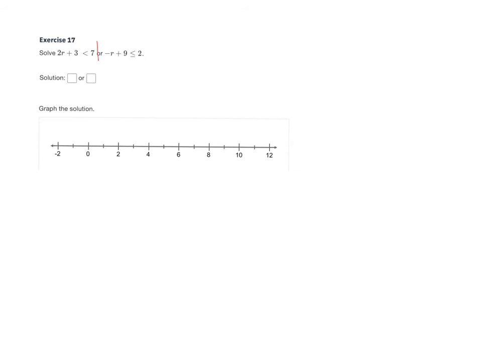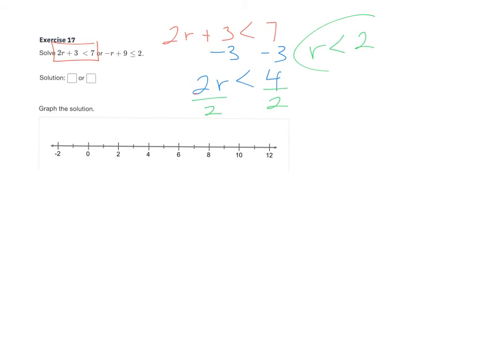17, another OR one, so we're going to do it separately. I've got 2r plus 3 less than 7. Two-step equation. I'm first going to get rid of this plus 3. I'm going to minus 3 from both sides. 2r less than 4. Now I'm going to divide both sides by 2. I get r less than 2. So we're going to graph that.